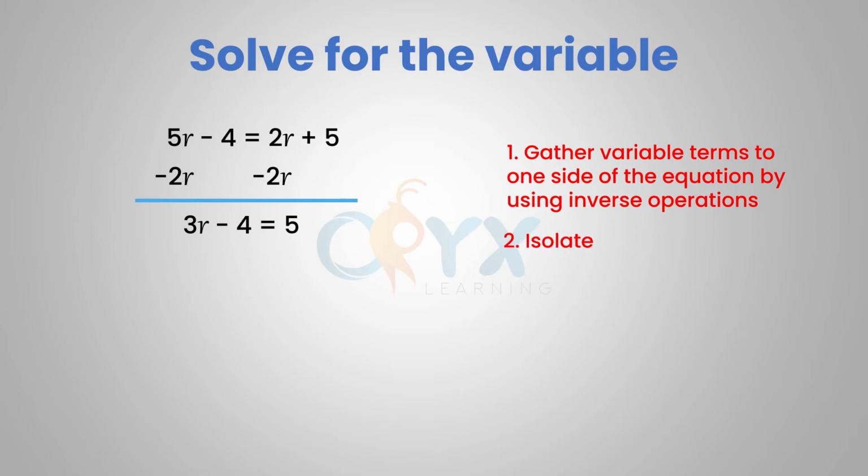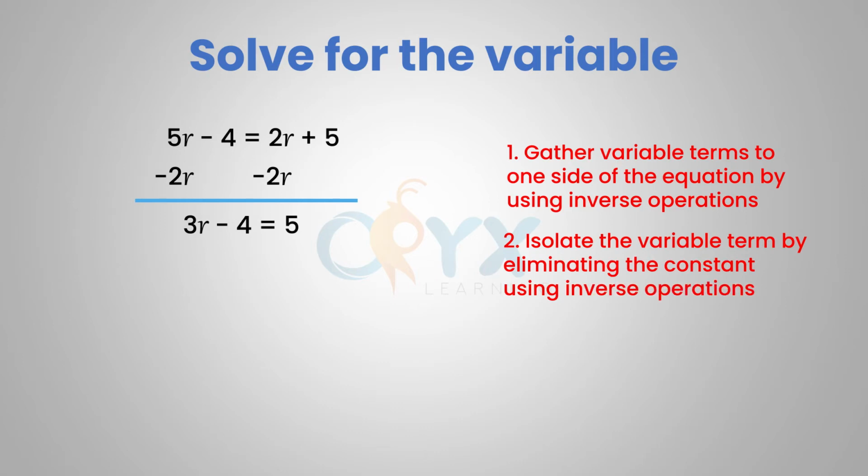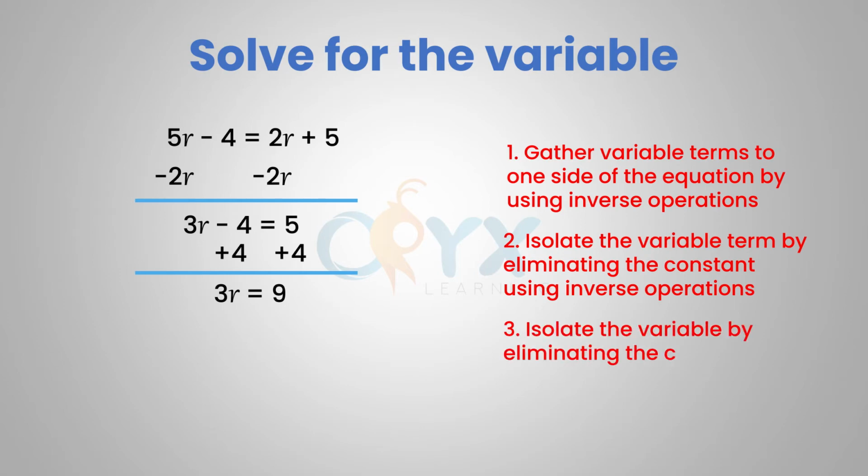My second step is to isolate the variable term by eliminating the constant using inverse operations. So the inverse operation of subtraction is addition. So I'll add 4 to both sides of the equation. This leaves me with 3r equals 5 plus 4, which is 9. And then my third step, isolate the variable by eliminating the coefficient using inverse operations. So the inverse of multiplication is division, so I can divide both sides of the equation by 3. That leaves me with my variable isolated, r equals 9 divided by 3, which is 3.